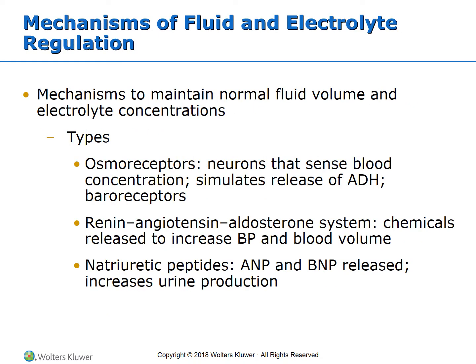So now we're going to talk about the mechanisms of fluid and electrolyte regulation. The job is to maintain normal fluid volume and electrolyte concentration. And to do so, the body has its own regulation, right? These regulatory mechanisms are osmoreceptors, the baroreceptor reflex, volume receptors, the renin-angiotensin-aldosterone mechanism, antidiuretic hormone, and BNP. Okay? So let's talk about each one of these.